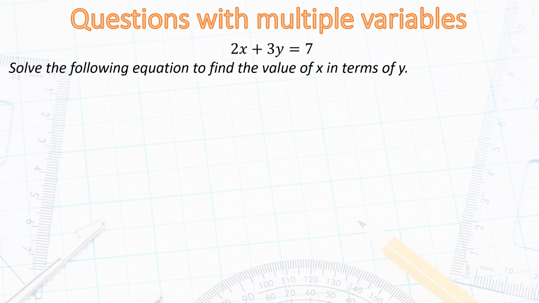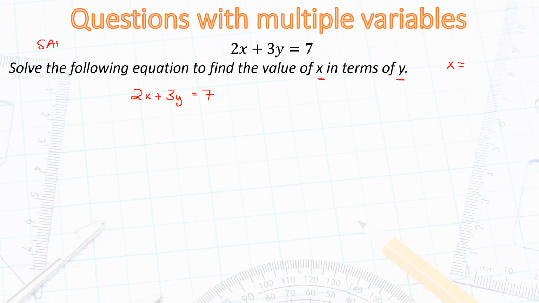All right, in this one we're asked to find the value of x in terms of y. That means we are searching for an x equals situation. So we want to get x on its own. We're finding the value of x and there will be a y on the other side. So we've got 2x plus 3y equals 7. If I want to get x on its own, the 3y term and the 2 all need to go.